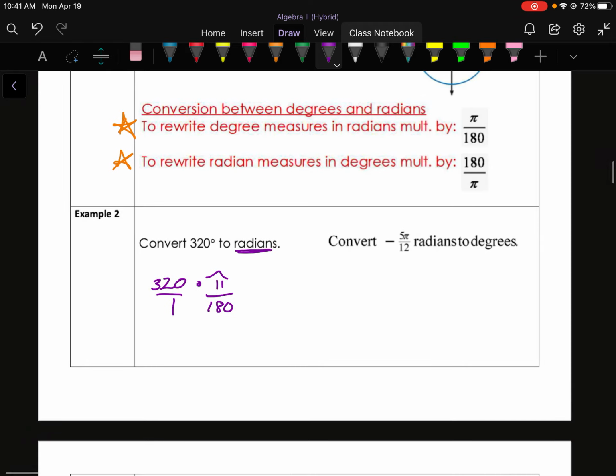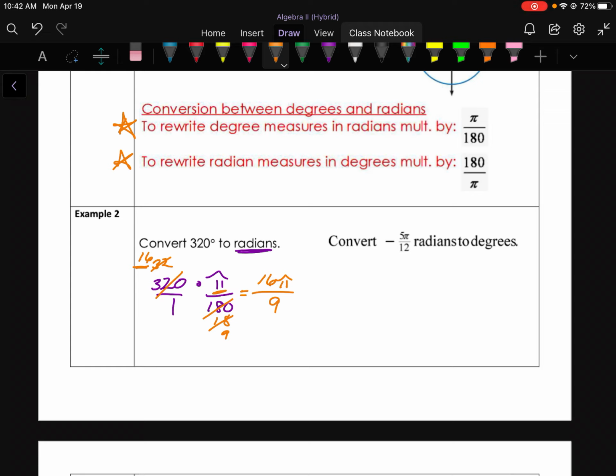So 320 over 1, times pi over 180. We can cross cancel here a little bit. 320 and 180, they're both divisible by 10, so we could go 32 and 18. And then we could divide them both by 2, so it would be 16 over 9. Now if you multiply the numerator, 16 times pi is 16 pi over the denominator. 1 times 9 is 9, and you can't reduce anymore, so that's it. So 320 degrees would be 16 pi over 9 radians.